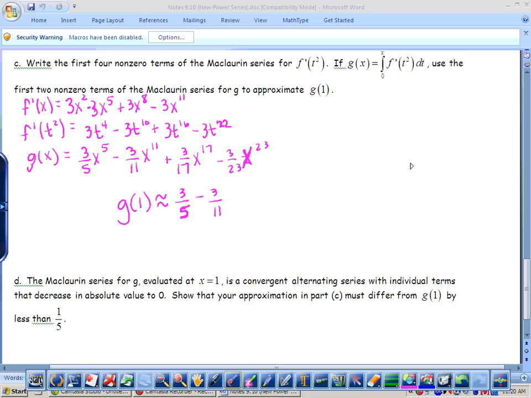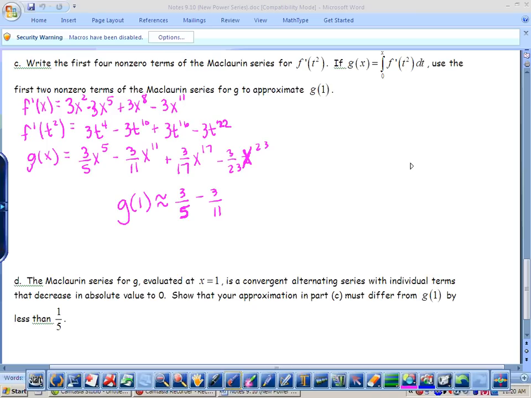So basically all that's saying is that the reason that it's converging is because the terms are decreasing and the limit of the nth term is 0. So it's wordy, but they're probably going to throw it in there. So they're just saying that this is an alternating series. Show that your approximation in Part C must differ from g of 1 by less than 1/5. So it's basically saying, convince us that the error that's associated with that approximation is less than 1/5.